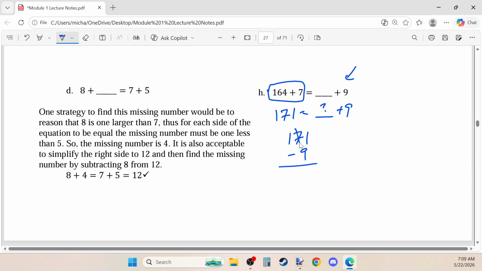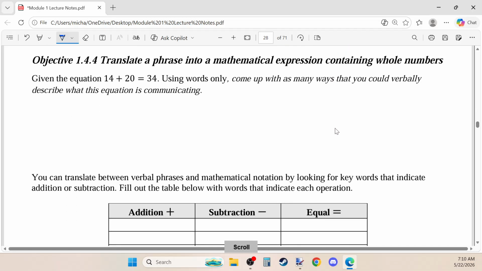I can't take 9 from 1, so I borrow. 11 minus 9 is 2, and then 16 minus nothing is 16. That is my answer. So this was a two-step problem. We had to combine the numbers on the left side, and then we had to solve for this blank on the right side. Okay, let's continue.